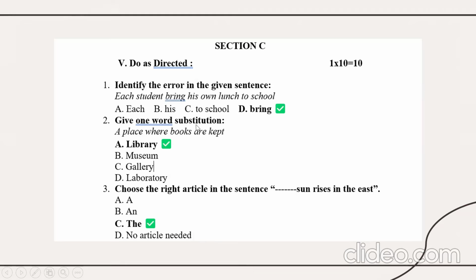Second question, give one word for the substitution: a place where the books are kept, obviously, library. So in the exams, you need to write only the option and the answer. Don't copy the full question, right? Otherwise, you won't get marks here. You will be wasting your time.